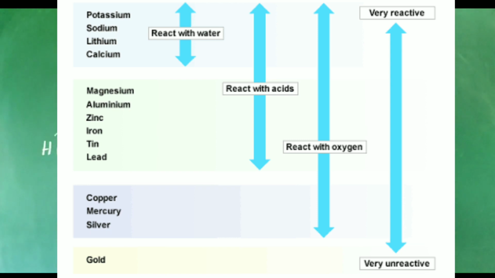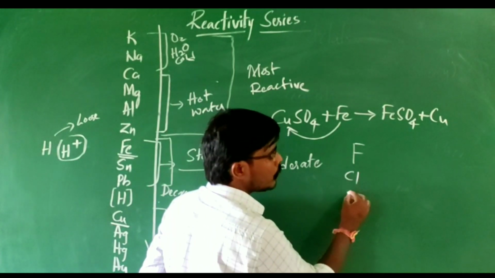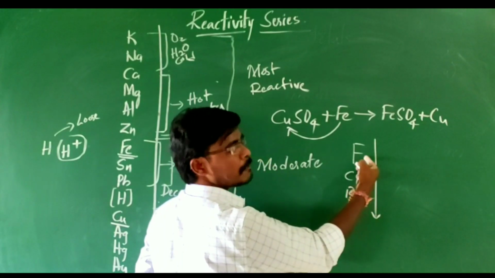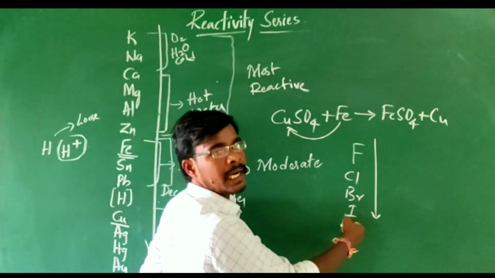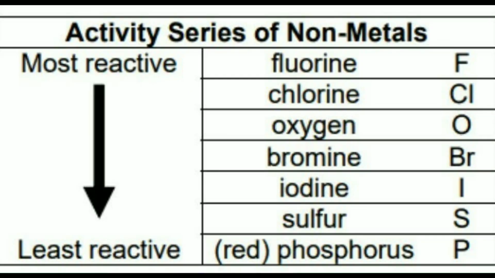Even though we have the reactivity series of non-metals like fluorine, chlorine, bromine, iodine. This is a reactivity series. Fluorine is highly reactive and iodine is less reactive in nature. Okay, let us go with the next one.